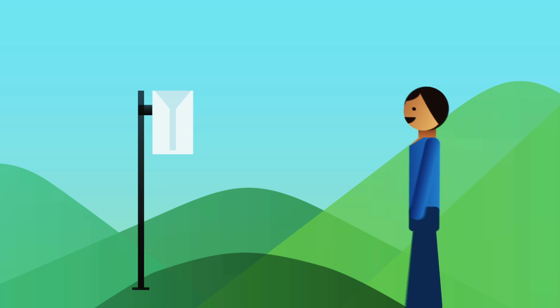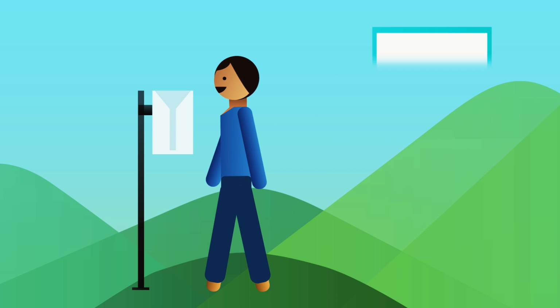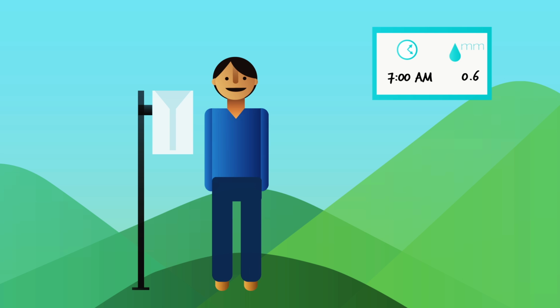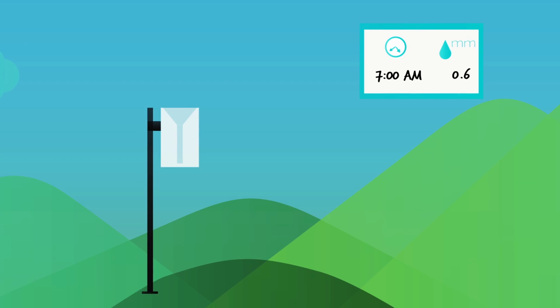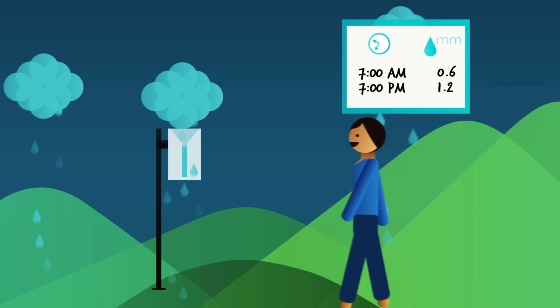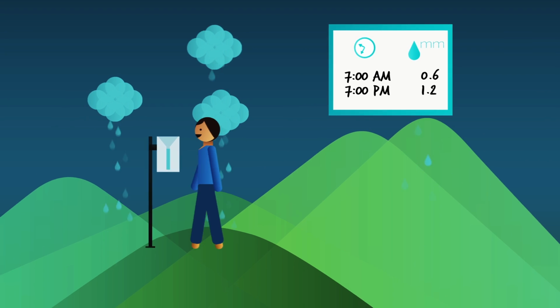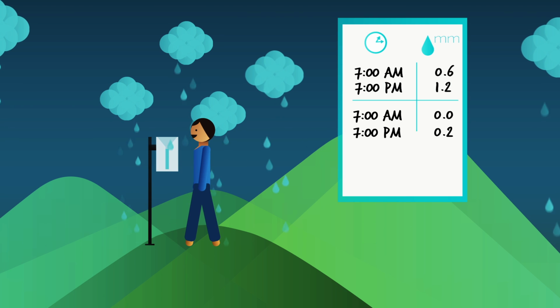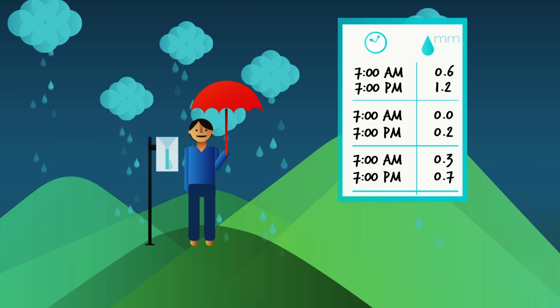There are several methods to measure rainfall. One is using a rain gauge. This is a cylindrical container that collects water from rainfall over a period of time. We observe the height of the water at 7 AM and 7 PM each day. So as you can imagine, depending on where the rain gauge is located, manually recording the height twice a day can be very time consuming.